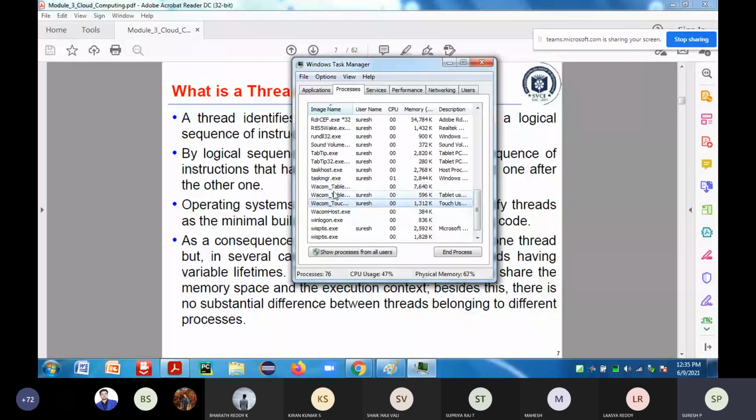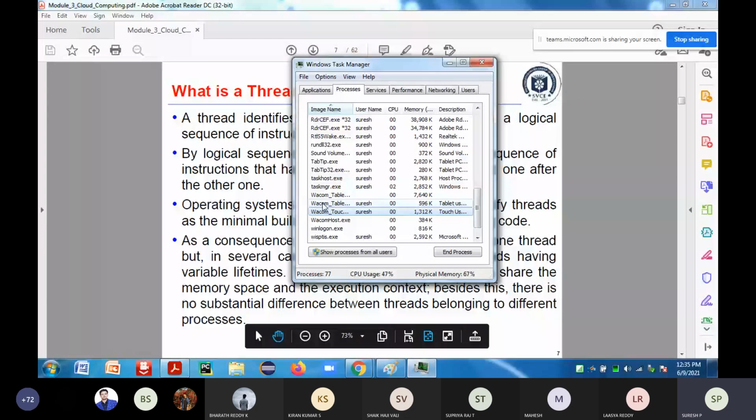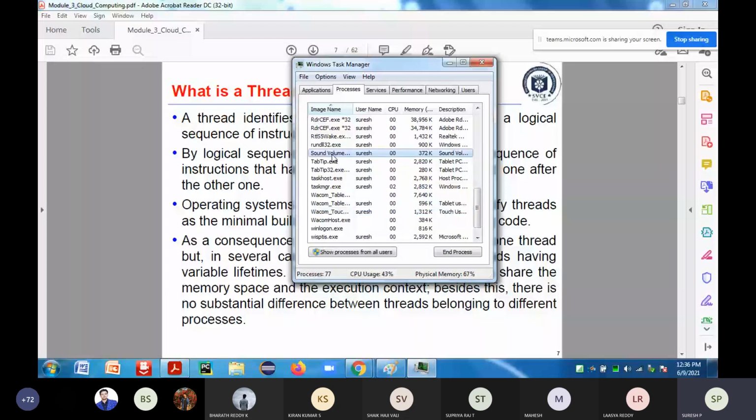If you delete this particular process, what will happen? I'm not able to write the contents on my tab, which will be reflecting on the screen. But it is running in the background because it is not treated as the main application which has to be run. So now Windows login is running, Windows script is running, and some sound volume has to be run. All these processes will be running in the background. These are nothing but the running image of an application.